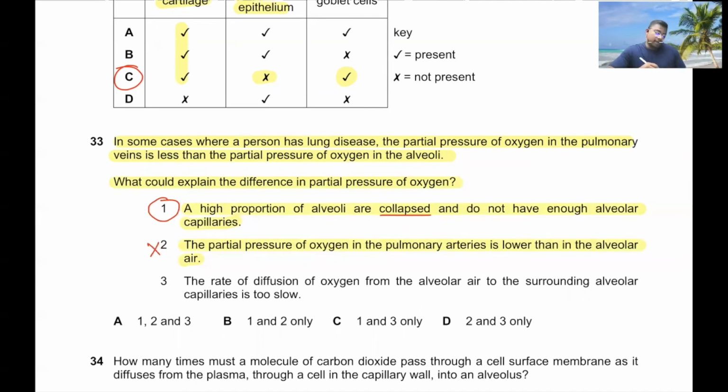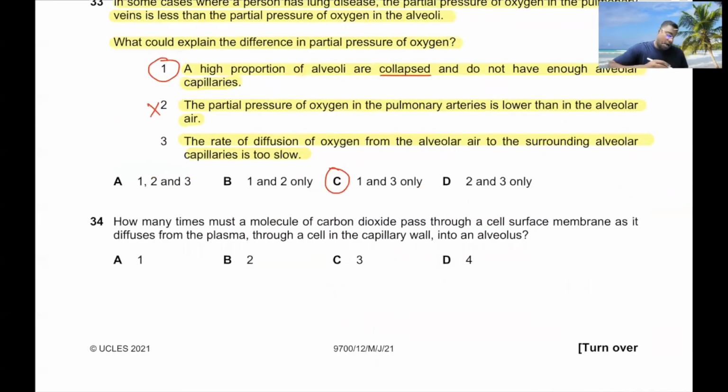All right. The rate of diffusion of oxygen from the alveolar air to the surrounding alveolar capillaries is too slow. Yes, number 3 is definitely correct. So 1 and 3 are correct. That means option C. 33, option C.